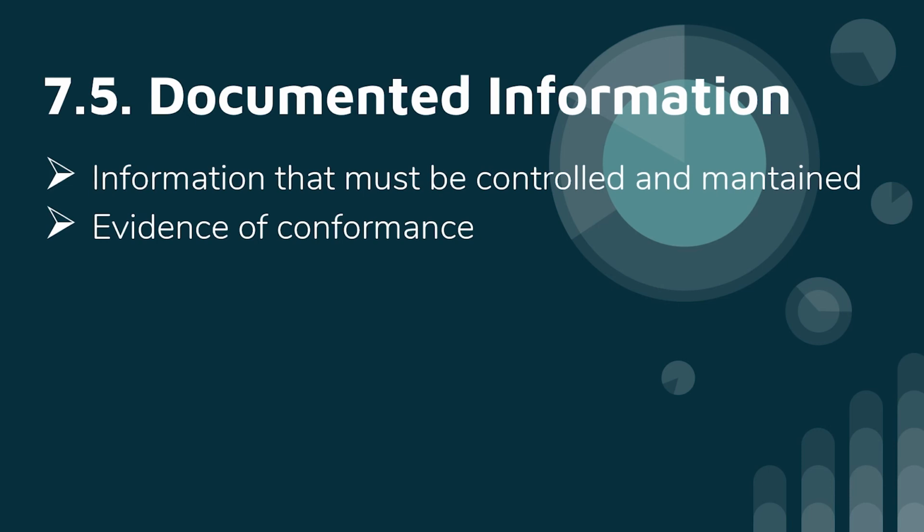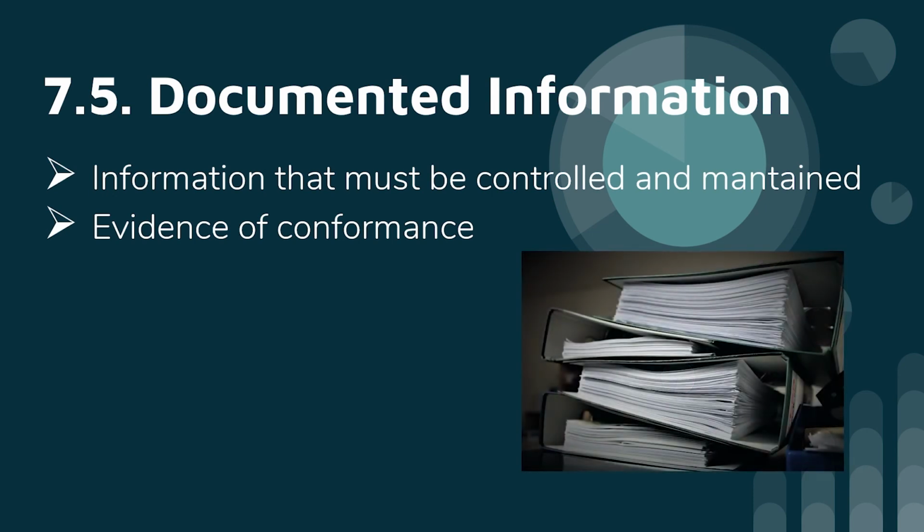7.5 Documented information. The new ISO 9001:2015 standard has removed the distinction between documents and records. Both are now called documented information. As per ISO definition, the term documented information refers to information that must be controlled and maintained. It therefore expects that you also maintain and control the medium, as well as the information. This documented information is used as evidence of conformance.